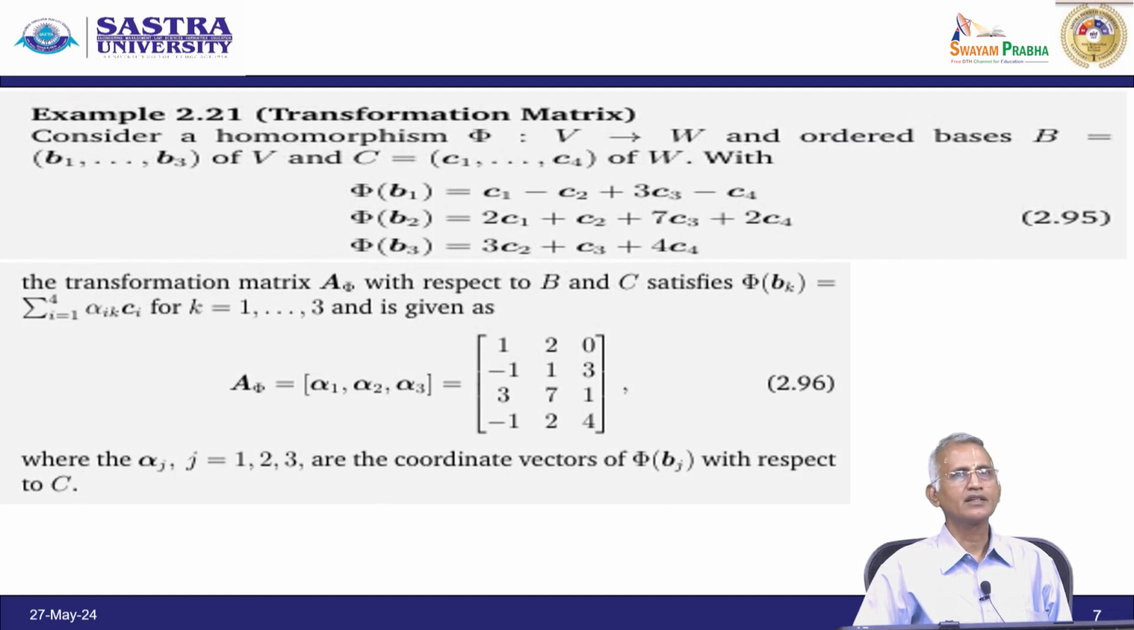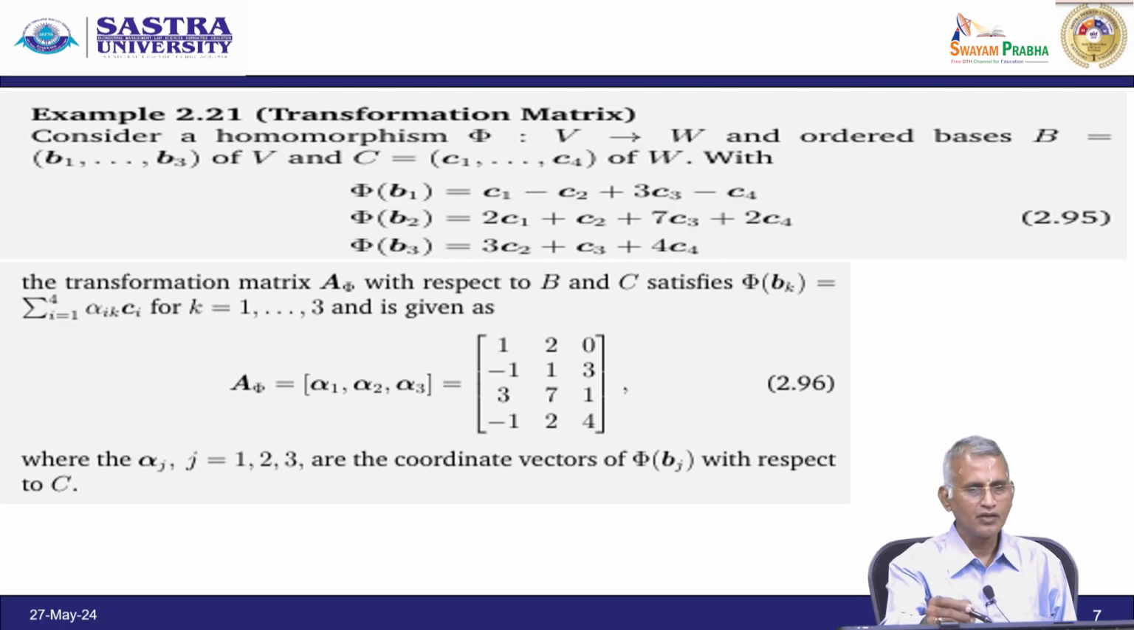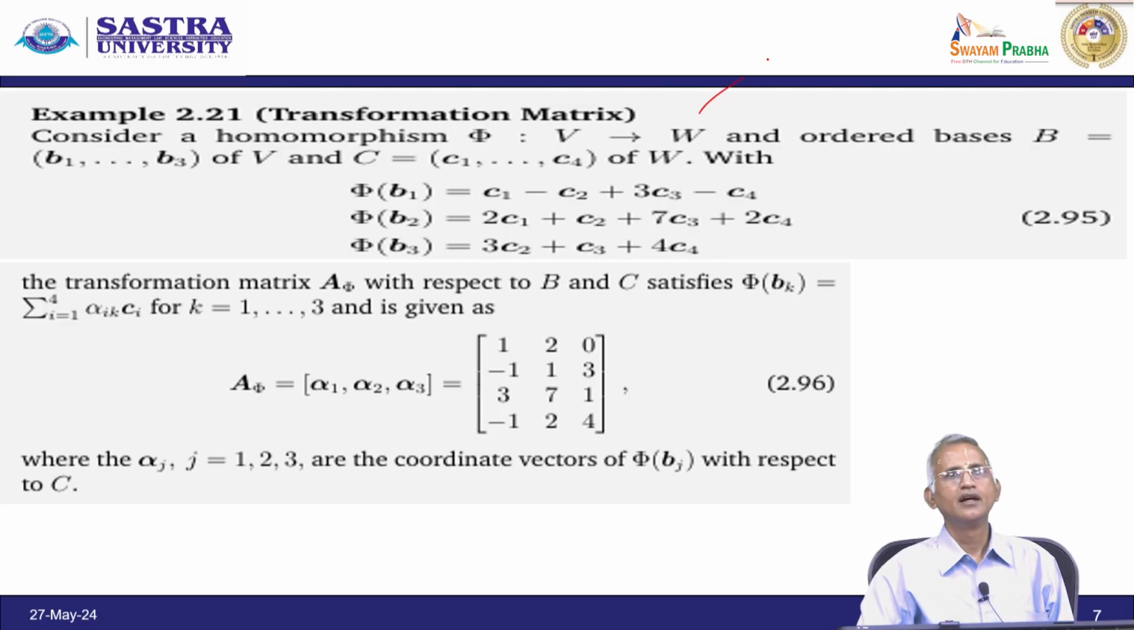Now, we have a transformation matrix example. Consider the homomorphism phi such that V to W and the ordered basis B equal to b1, b2, b3 of V, and C equal to c1, c2, c3, c4 of W, with phi of b1 equal to c1 minus c2 plus 3c3 minus c4, and phi of b2 equal to 2c1 plus c2 plus 7c3 plus 2c4, phi of b3 equal to 3c2 plus c3 plus 4c4.